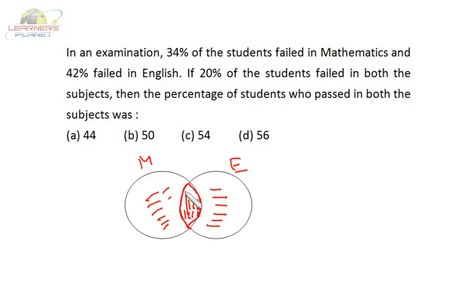and this portion will be for math and English. So you should be very clear about the basics of Venn diagram. While solving the problem related to Venn diagrams, we should start with the innermost portion, which is a combination of math and English, or in other words math intersection English. Now if 20% of the students failed in both subjects, that means this data is 20%.